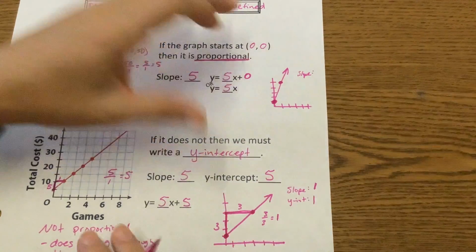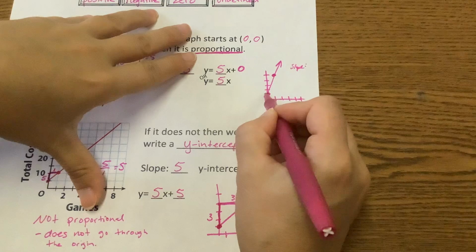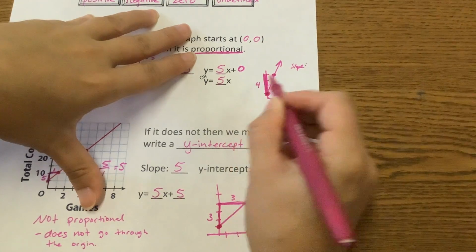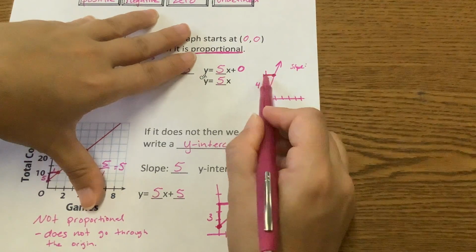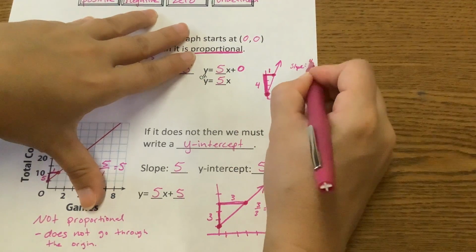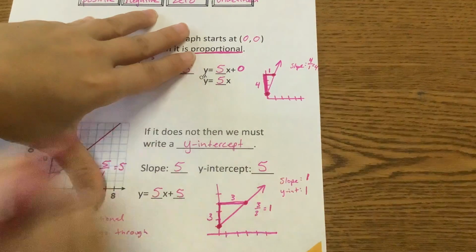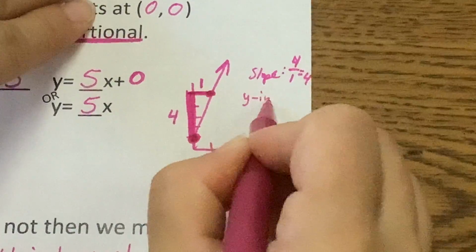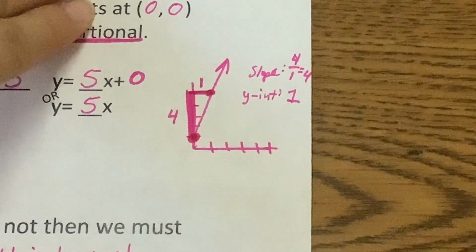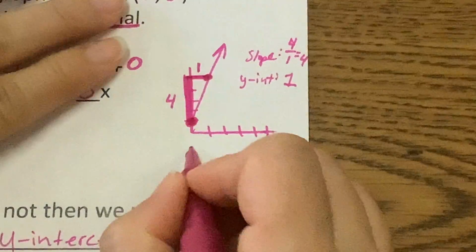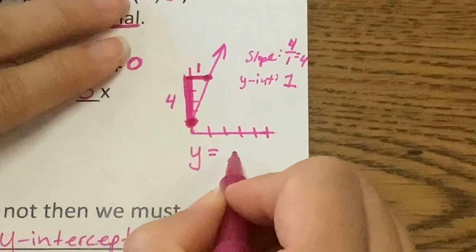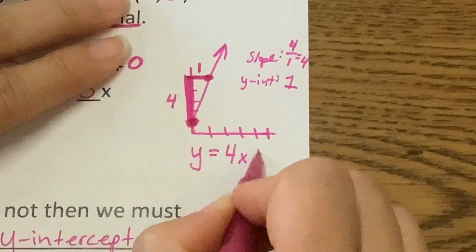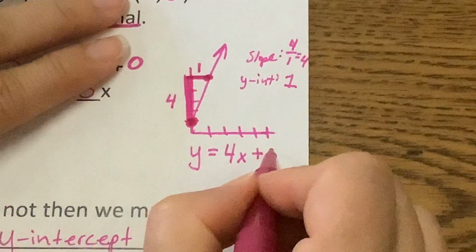What is the slope? How far up is this? 4. From this point to here is 4. And how far over is this? 1. Okay, so the slope is 4 over 1, which is just 4. All right, and what is the y-intercept? Yeah, the y-intercept is at 1. So if I'm writing the equation, I put slope with x. So what goes with x? 4. And what is the intercept that's added on at the end? 1. So 4x plus 1.